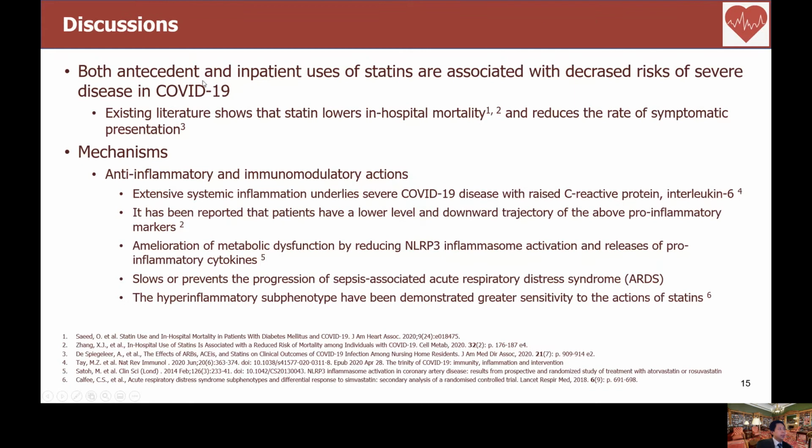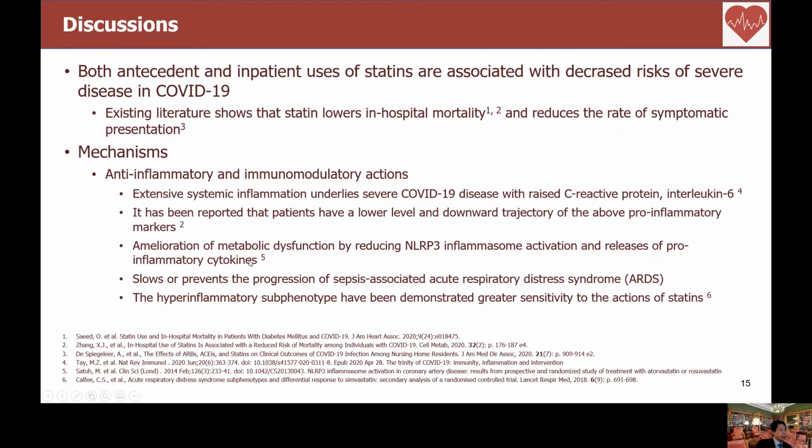So, ladies and gentlemen, hopefully we've shown some convincing data to show that both antecedent and inpatient statin use are associated with decreased risks of severe COVID-19 disease. And in terms of the mechanisms, it's most likely due to the anti-inflammatory and immunomodulatory actions of statins. In severe COVID-19, there's extensive systemic inflammation characterized by raised C-reactive protein and also interleukin-6. Statin users have been shown to have lower levels and also a faster downward trajectory of these inflammatory markers, CRP and IL-6, compared to non-statin users.